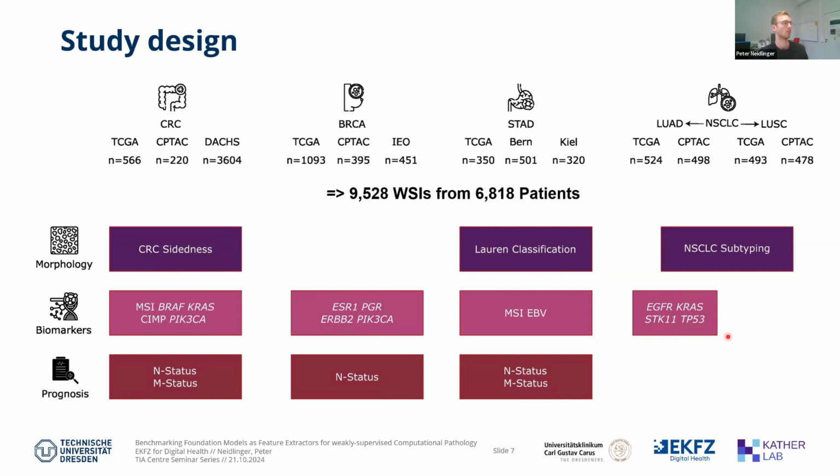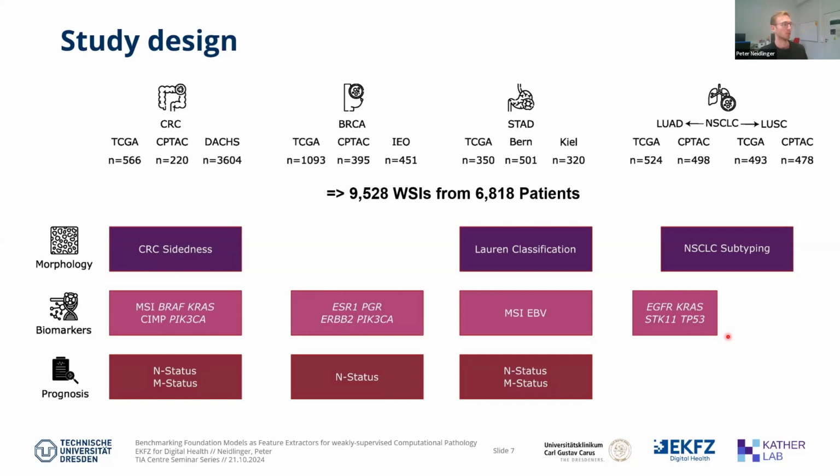And then we also tried to look at some other task categories. We defined a group of morphology tasks, which is kind of loosely related. For example, in stomach cancer, the Lauren classification, which is a morphological classification, whether the cells look more like intestinal type or diffuse cancer. And in colorectal cancer, we had left-sided versus right-sided colorectal cancer, and then non-small cell lung cancer subtyping in lung adenocarcinoma versus squamous cell carcinoma.